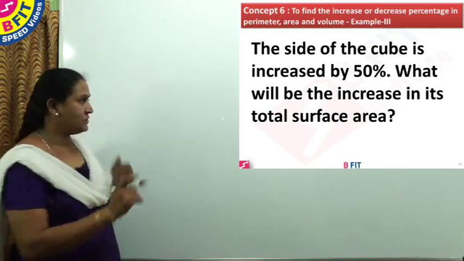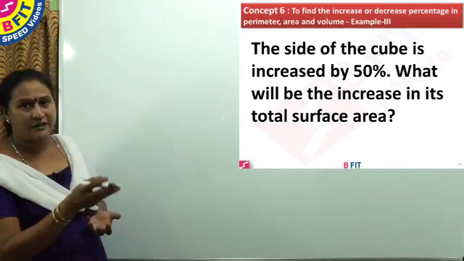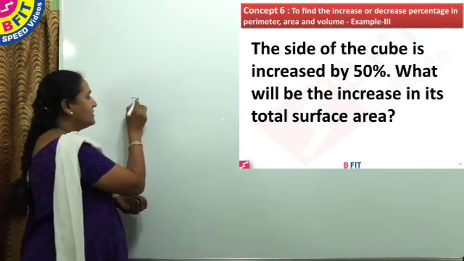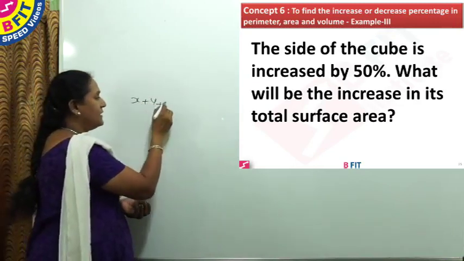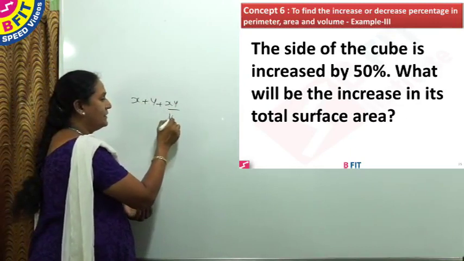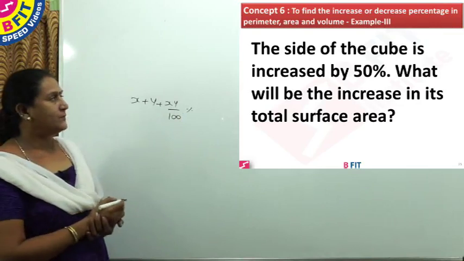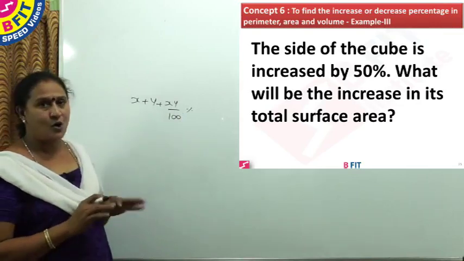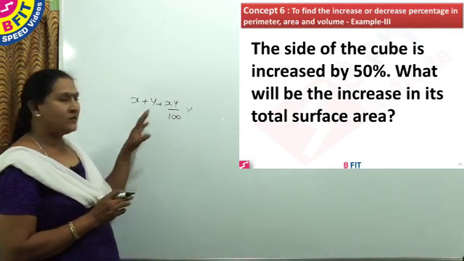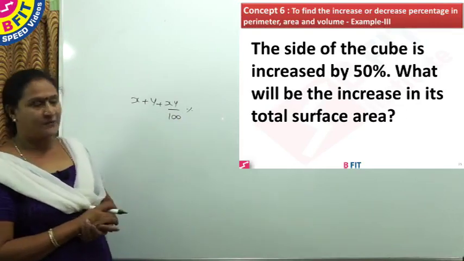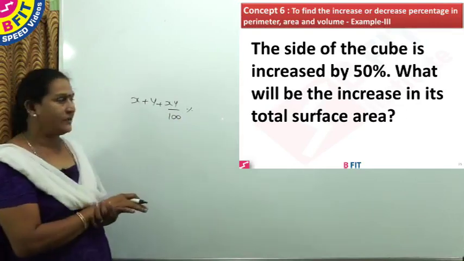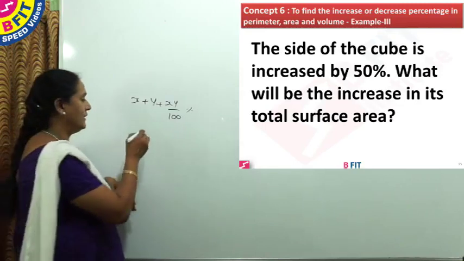So net increase or decrease is found by using x plus y plus xy by 100%. Here, what is x and what is y? As this is a cube, all the sides are of the same size, and all the sides are increased by 50%. So the x value is 50, and the y value is also 50.